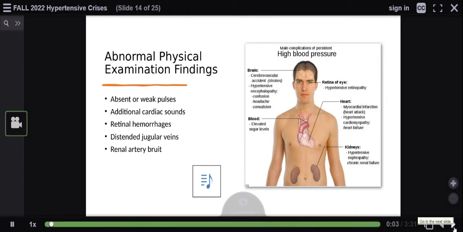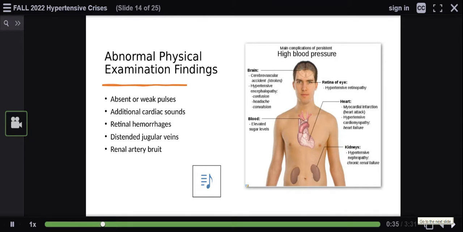Okay, so as I remember telling you, the target organs for hypertension are the brain, the eyes, the heart, the kidneys, and also the blood. There are also abnormal findings from the physical examination that could suggest target organ damage due to hypertension. One is your peripheral pulses. They can be absent or weak, and we could have delayed femoral pulses. Again, this could suggest coarctation of the aorta.